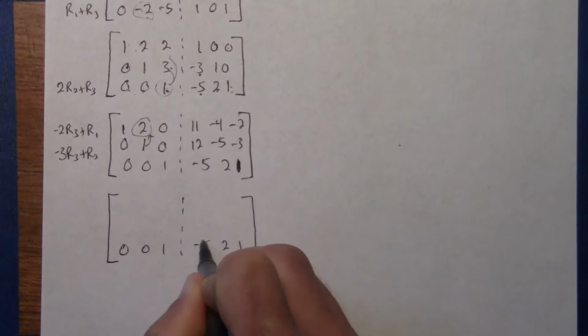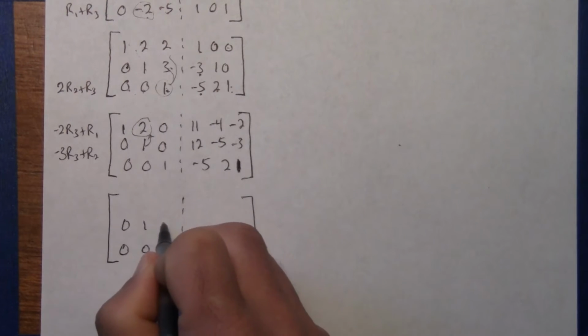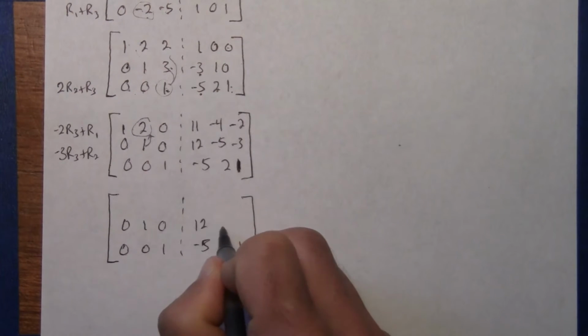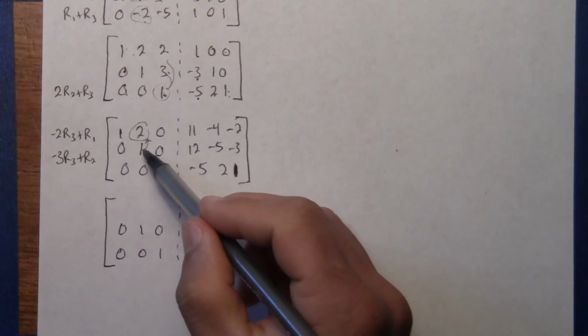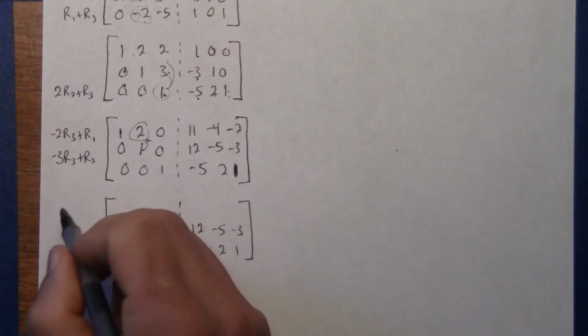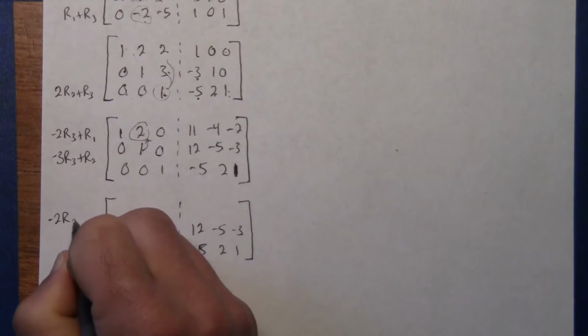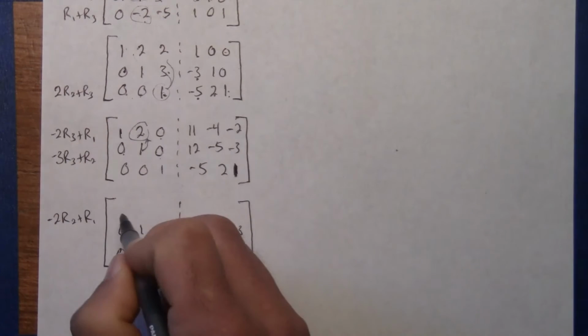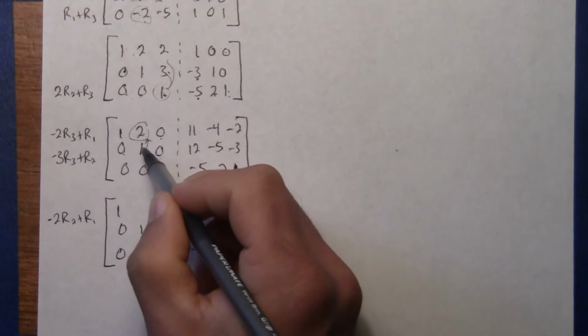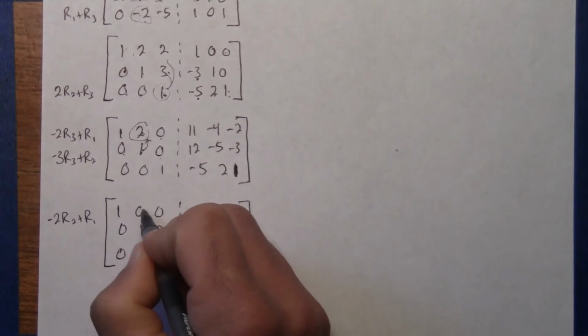My second or middle row is also now completely done since it's 0, 1, 0 on the left. And the last thing I need to do is multiply this number by negative 2 and add it to the top row. So negative 2 times the second row plus row 1. These two zeros will not change those two numbers, so still 1 and 0, of course. Multiply by negative 2, add it to 2, will give me 0.